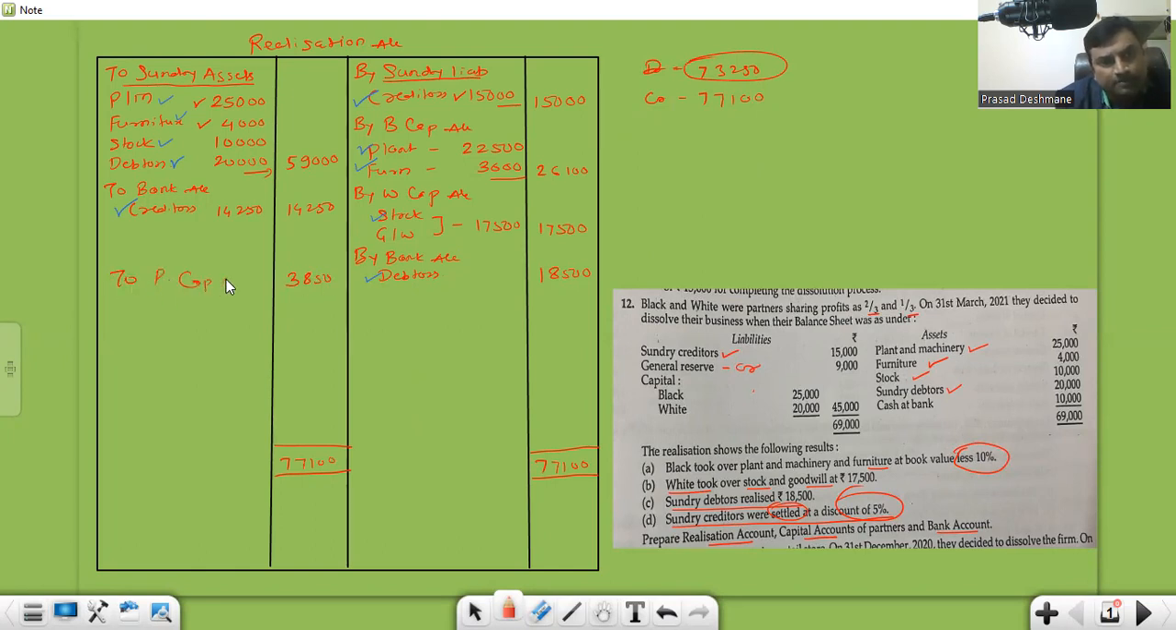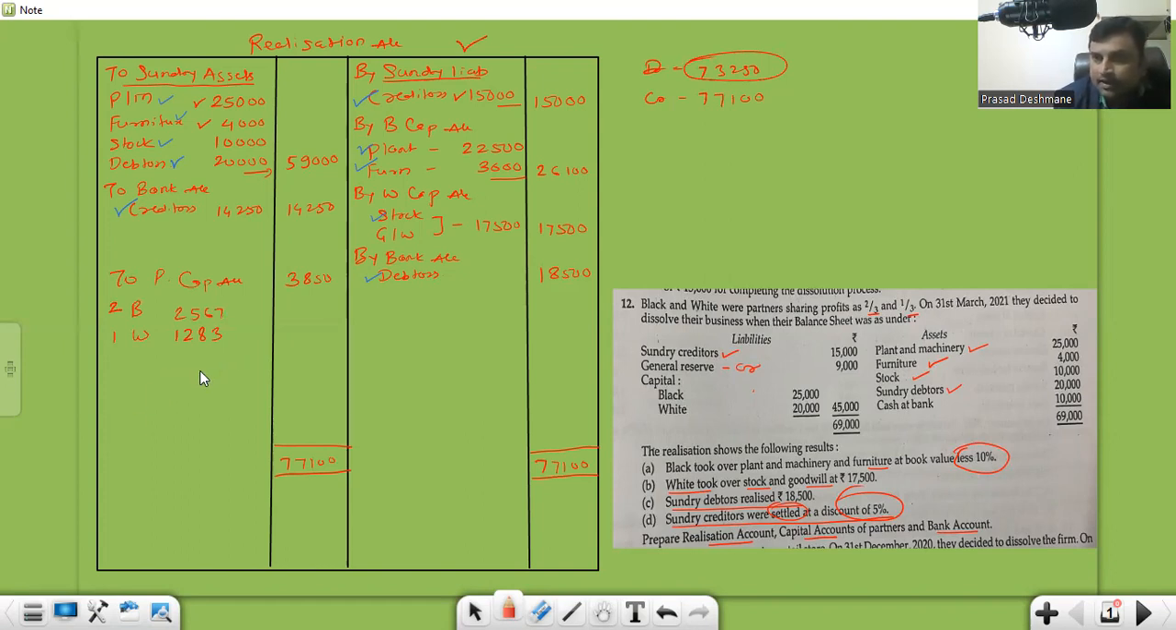Why am I saying profit? Because this is the income side, and the income side is greater than the expenses side or payment side. That's why it's a profit. I distribute it between Black and White according to their profit sharing ratio, which is 2:1. 3,850 in 2:1 gives a decimal: 2,567 and 1,283. This is the distribution.